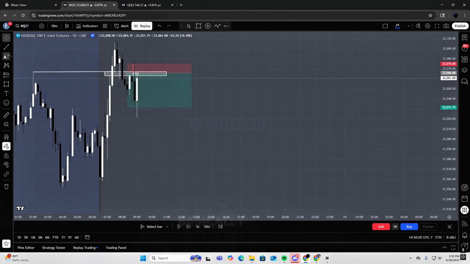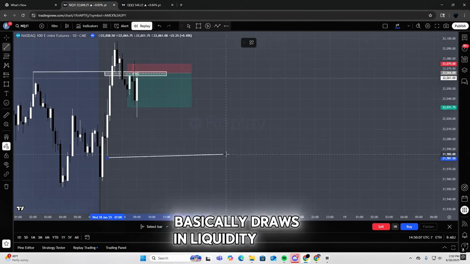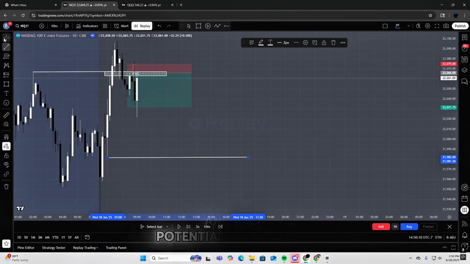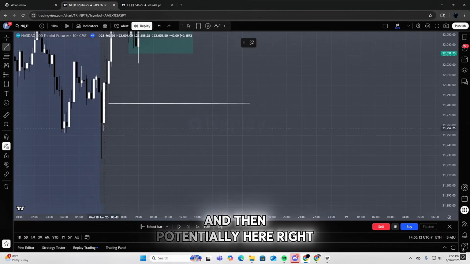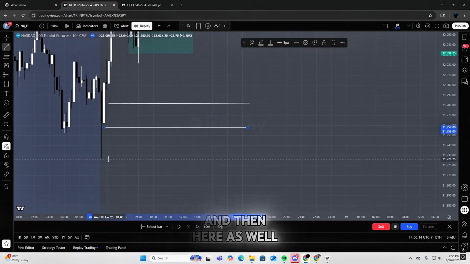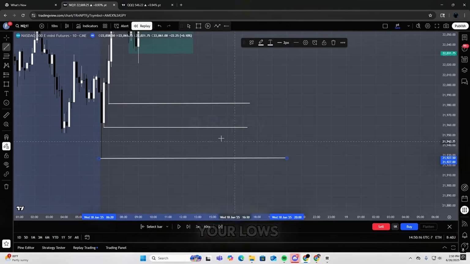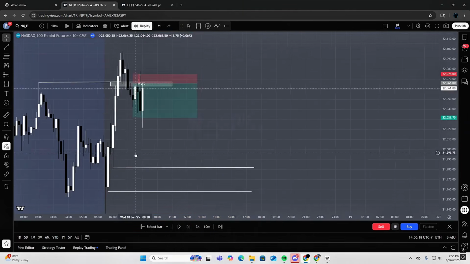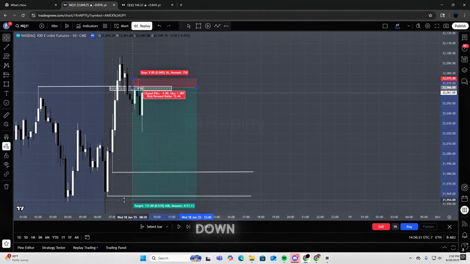What are you going to target? Basically, draws in liquidity, right? So it will be here, and then potentially here, right? And then here as well. Liquidity again is just your lows, right? The wicks of the lows, and that's it. Or the wicks of the highs, right? And then just target down, right?